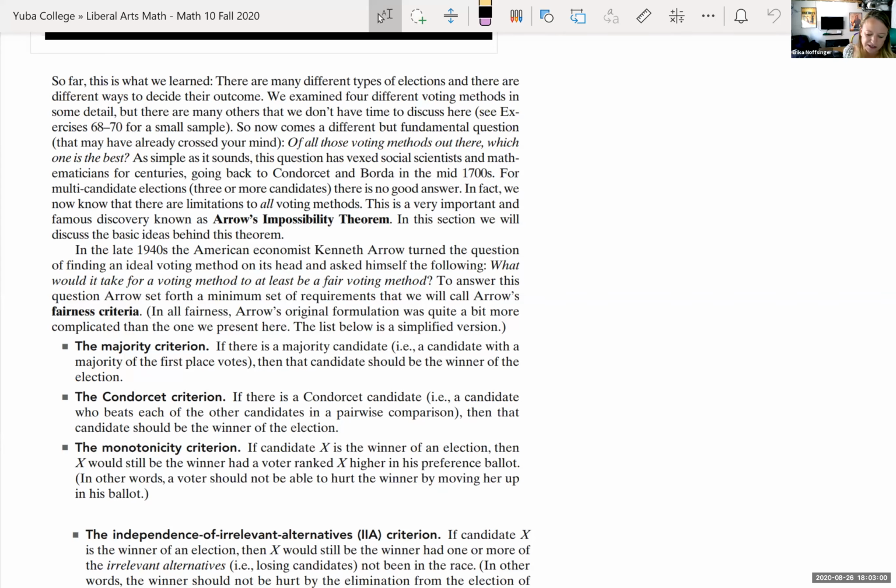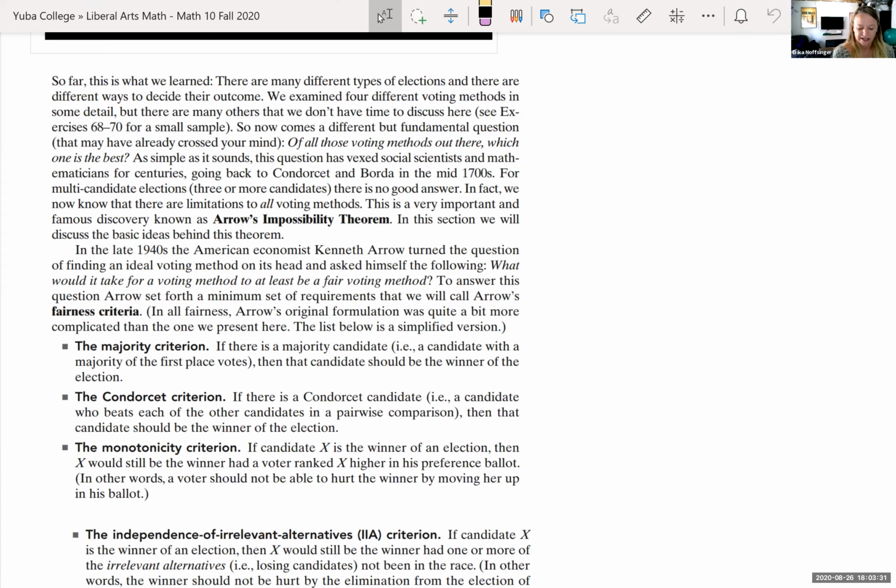So going back to the Condorcet and the Borda in the mid-1700s, for multi-candidate elections, 3 or more candidates, there is no good answer. In fact, we now know that there are limitations to all voting methods. This is a very important and famous discovery known as Arrow's Impossibility Theorem. So in this section, we're going to discuss the basic ideas behind this theorem.